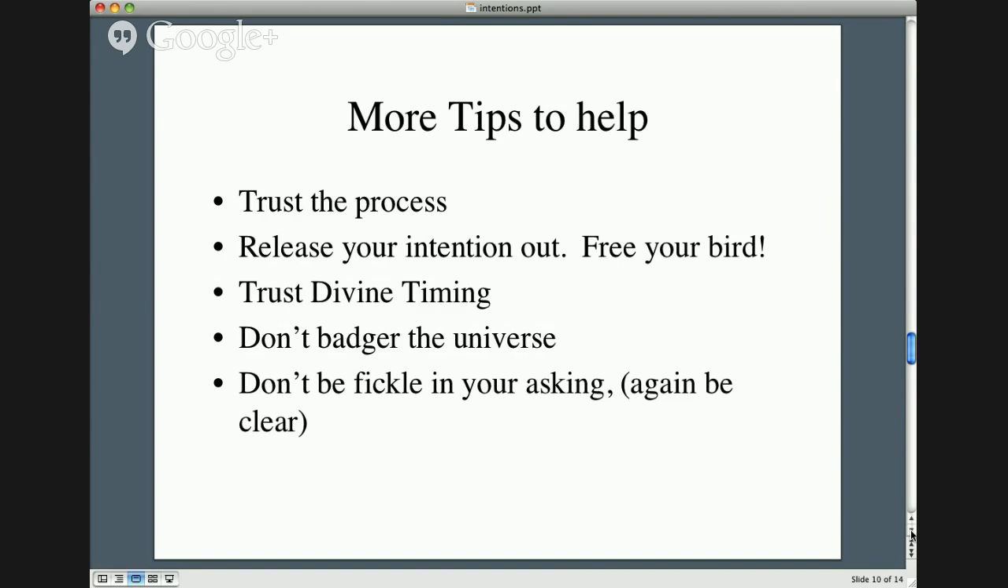The universe has our back and is setting into motion the things that need to happen to allow us to make this happen in our lives. We don't want to bug the universe on it. The universe doesn't like to be bugged. And don't be fickle in your asking, right? Don't think, well, I want this, well, maybe this would be better. Be really clear and set it out, and then don't change it midstream, because then we're actually canceling the order, right?